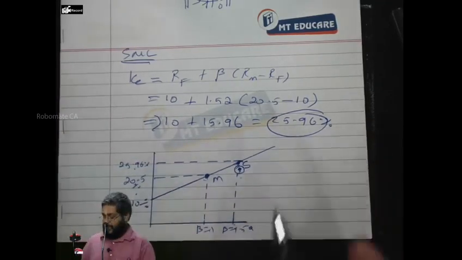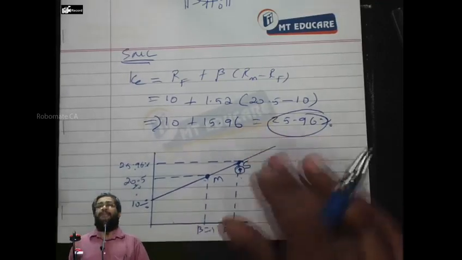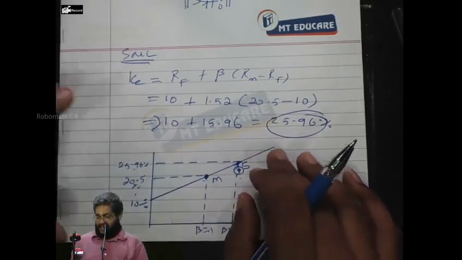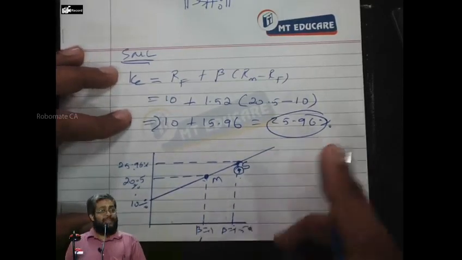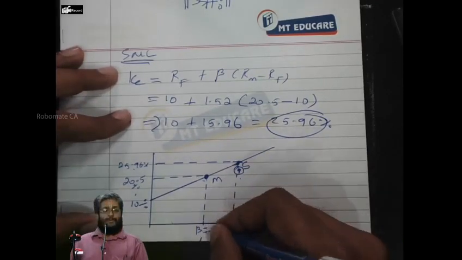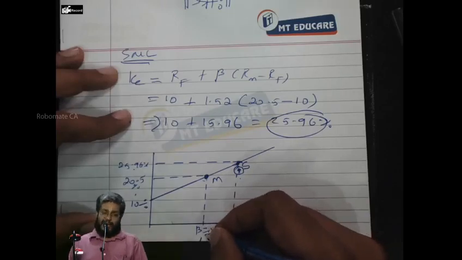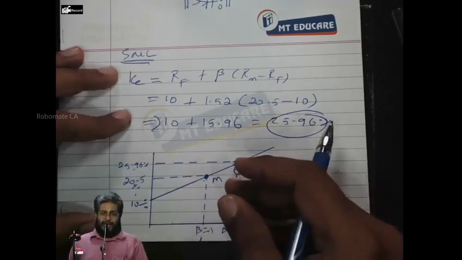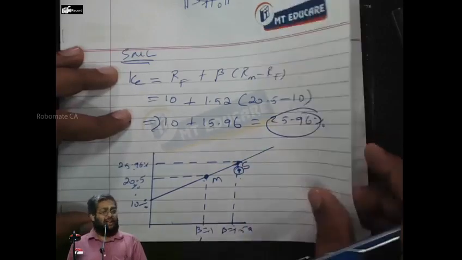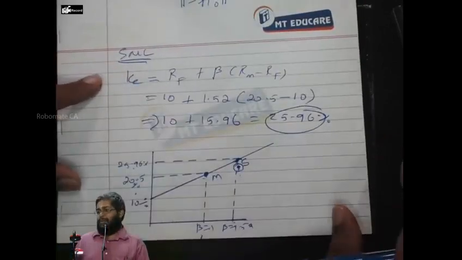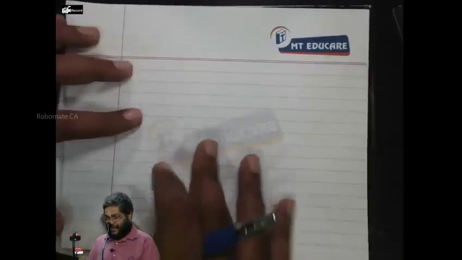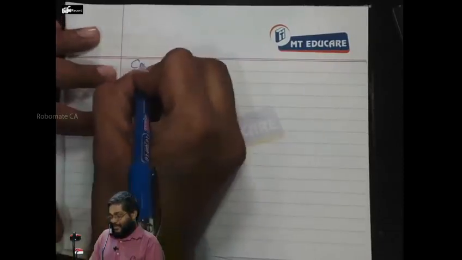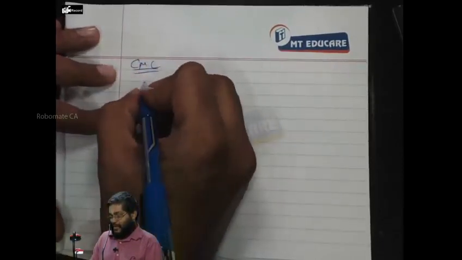Now, point number two: if the same thing is done by the CML, I don't write beta here, I write sigma here. Beta is that portion of risk related to the market. Can I do the same problem using the CML or not? I forgot the formula for the CML. You tell me, the CML is equal to what?